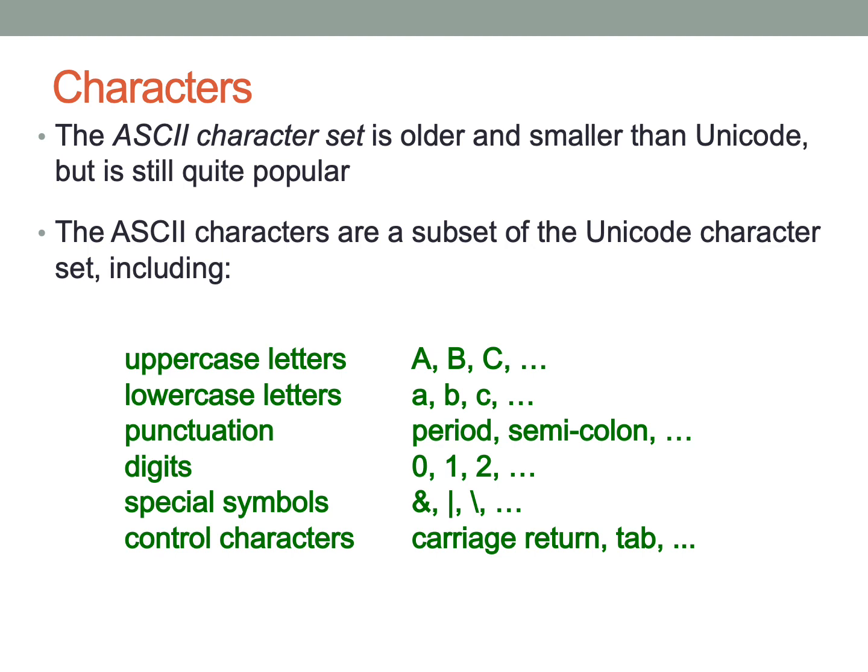The ASCII character set is older and smaller than Unicode, but it is still quite popular. The ASCII characters are a subset of the Unicode character set, which include the uppercase letters, lowercase letters, punctuation, digits, special symbols, and also control characters. We have looked at the ASCII table in topic 1. You can refer to the table to see the characters that it contains.